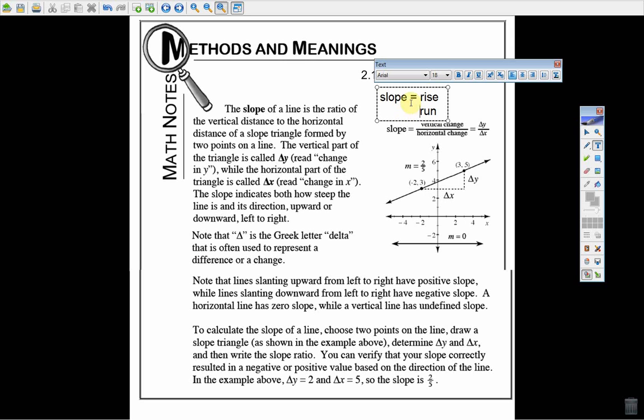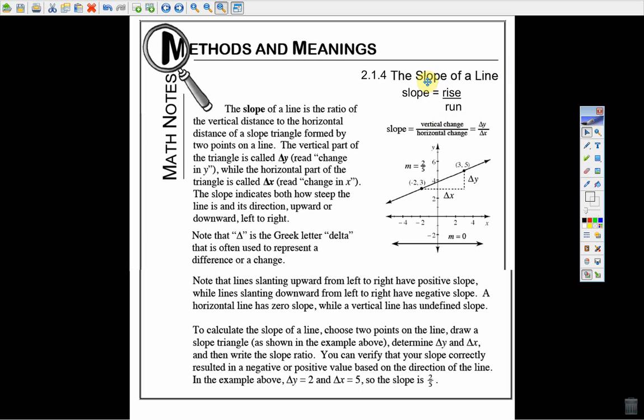Now, that's a little middle school definition of slope. So we're going to start using a little bit more advanced language, and we're going to start calling it delta y over delta x. Delta is a Greek letter, and it's used in science and math to represent change. So we can read delta y over delta x as the change in y over the change in x. The slope indicates both how steep the line is and its direction. So we're going to make a note of that. How steep the line is and its direction, whether it is a positive slope or a negative slope.